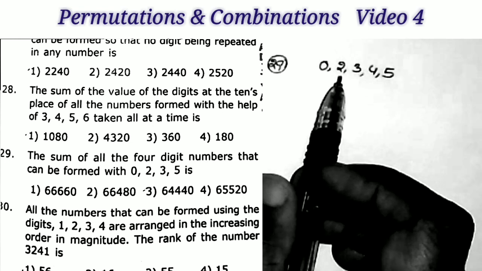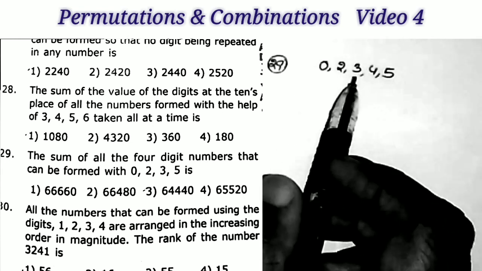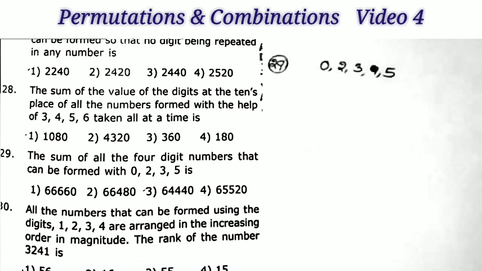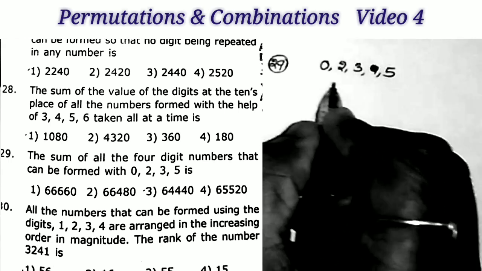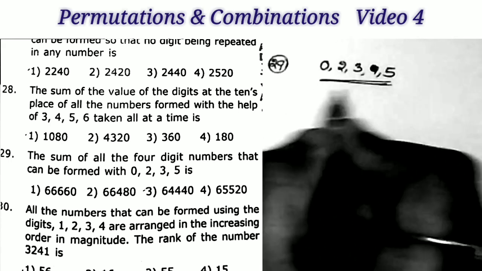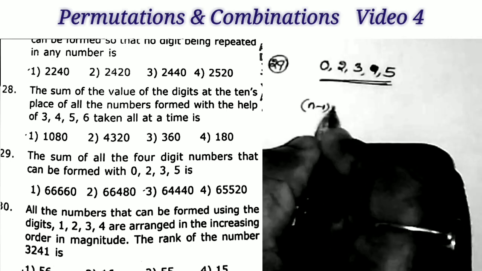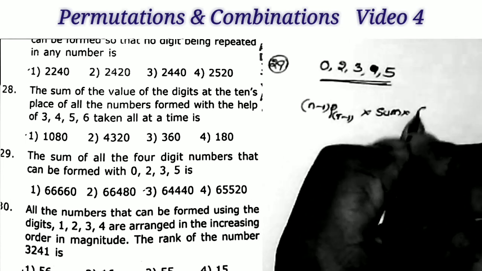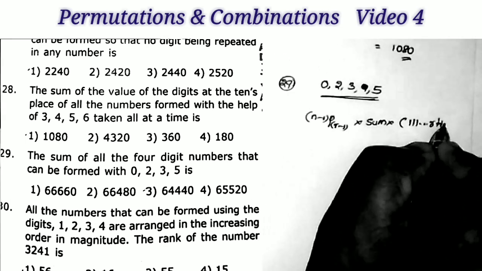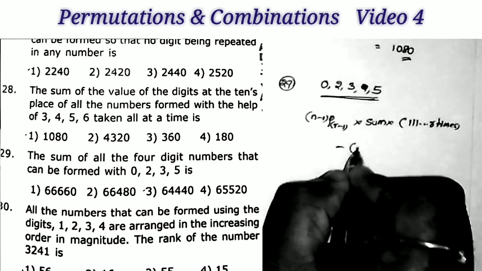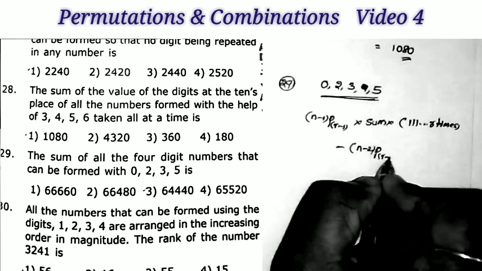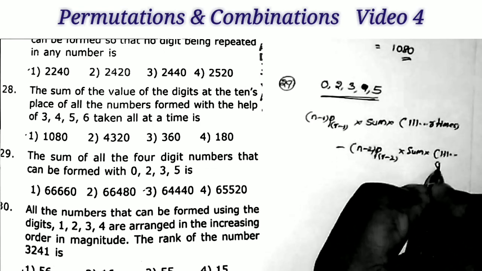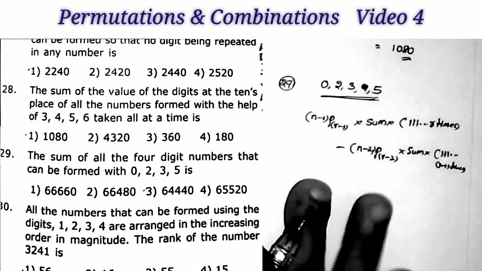Question sum number 29. The sum of all the 4-digit numbers that can be formed with 0, 2, 3, 5. Okay. So, here we have one formula to find the sum of the digits. The formula is (n minus 1)P(r minus 1) into sum of the digits into 1, 1, 1 up to r times, minus (n minus 2)P(r minus 2) into sum of the digits into 1, 1, 1 up to r minus 1 times. Direct formula, very important formula.